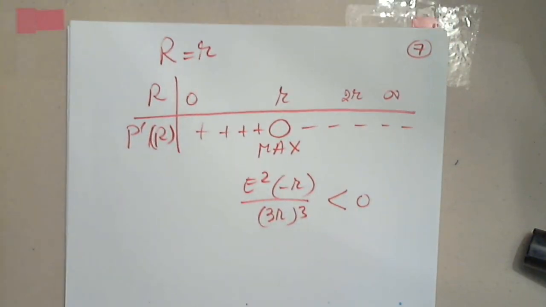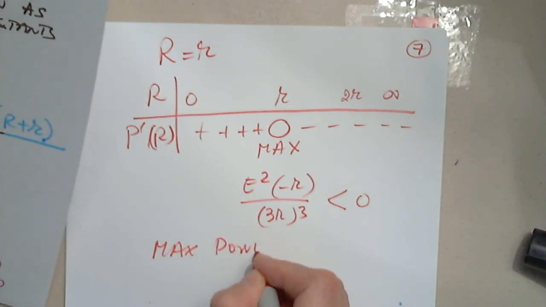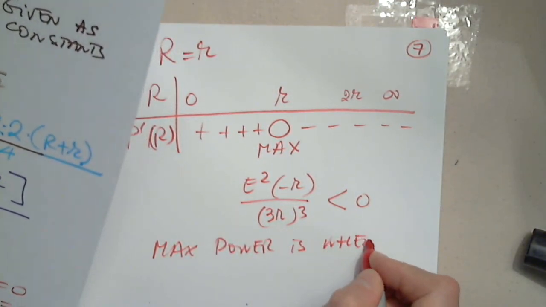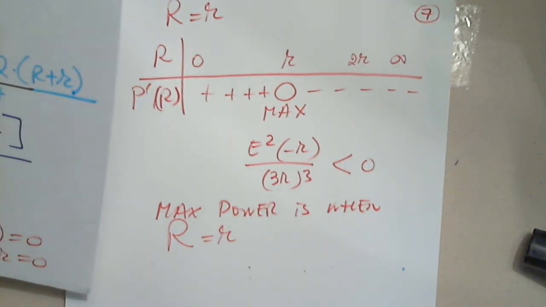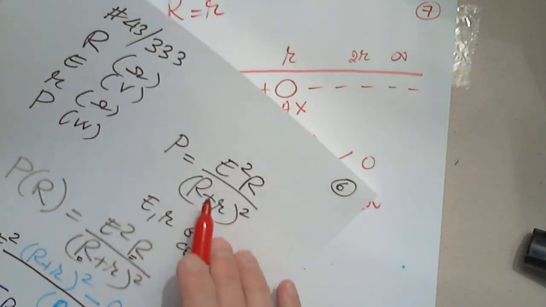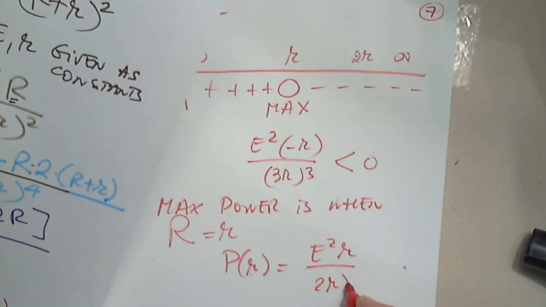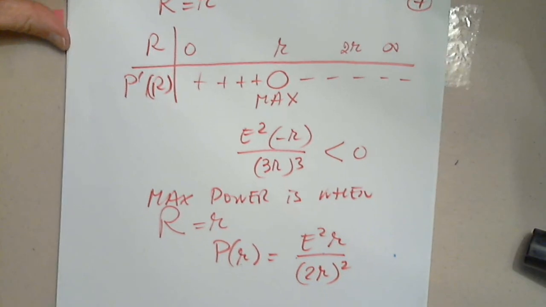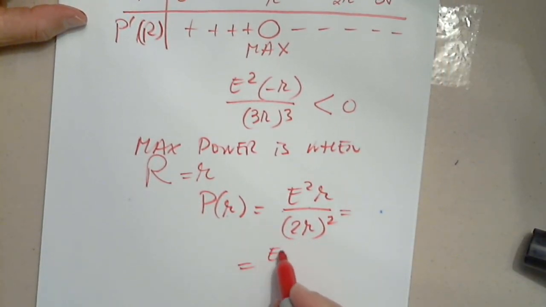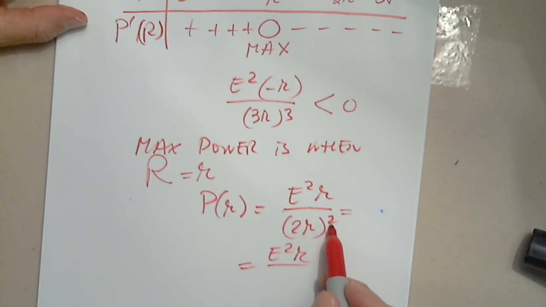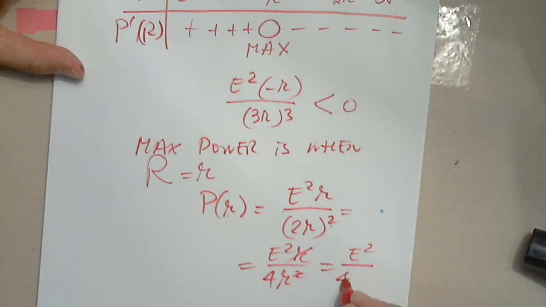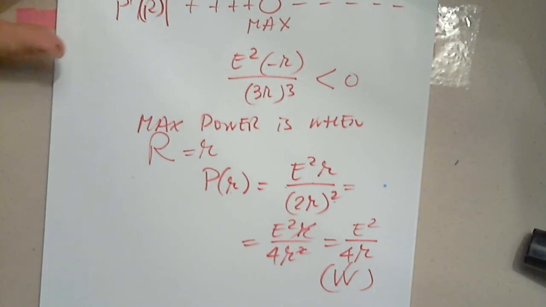So the maximum power is when R equals little r. Now P of little r would be E squared little r over r plus r, which is 2r squared, and we can simplify this further. So we have E squared r over 4r squared, and I simplify. That's a simplified form. This is the maximum power, obtained when uppercase R equals lowercase r.